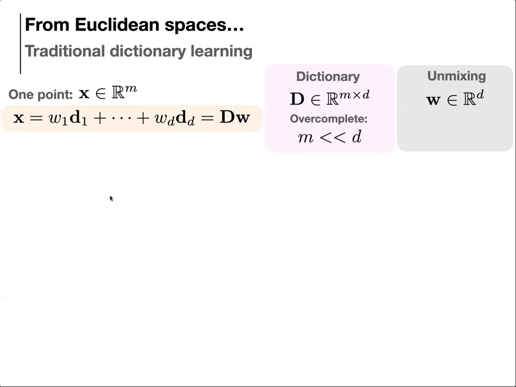But okay, let me discuss a little bit what classical dictionary learning is. Dictionary learning is a way of decomposing one specific signal X over a specific basis, which is given by some elements D1, D2, etc., DD. All those elements from this basis form a dictionary, capital D. So you are just saying that X is a linear combination of all the elements from the dictionary. And generally, what is interesting is the overcomplete case, where M, the dimension of the space, is much less than D, which is the number of elements that you have in your dictionary.